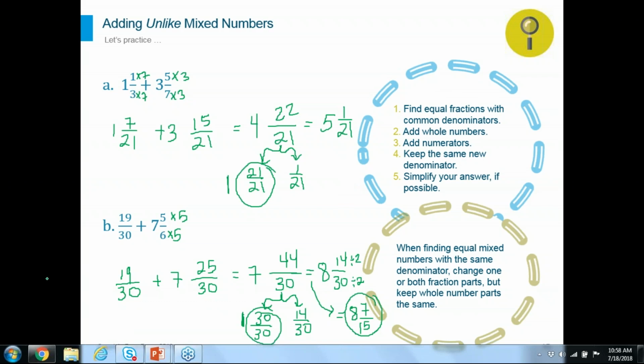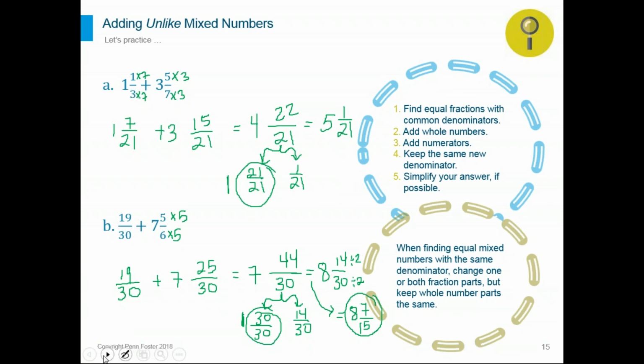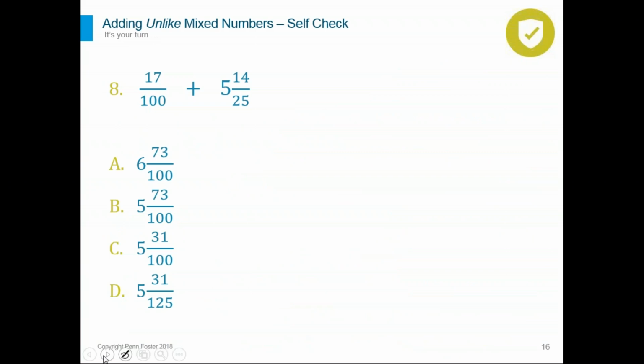Okay, let's do a self-check question. Again, the same topic. You have two numbers. One is a fraction. The other one is a mixed number. They have different denominators. What should we do? What is the common denominator? Is one of the denominators a multiple of the other denominator or no? I'm going to leave you with that problem and then come back to change my screen.